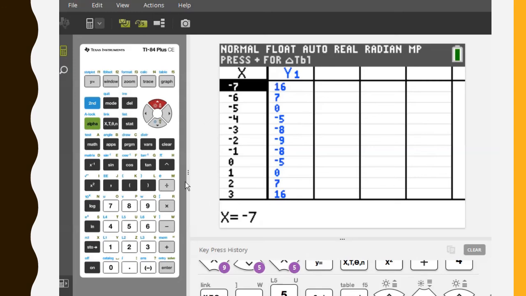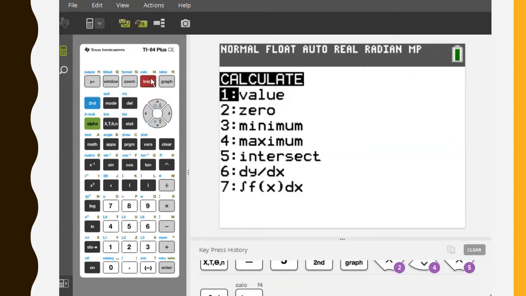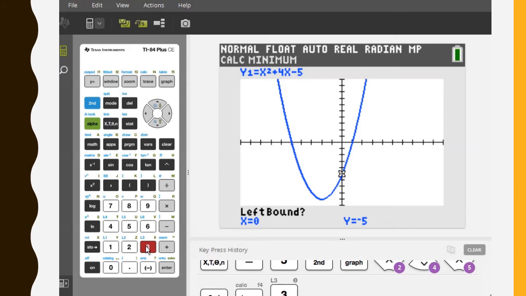Sometimes it's not so easy to find these values in the table, and you need to ask the calculator to identify exactly what these values are. And to do that, we also have a feature here that can help you find the vertex and the x-intercept. If you go to second trace and do calculate, since this is a parabola that opens up, we're going to have a minimum. So you're going to go to 3 to find the minimum.